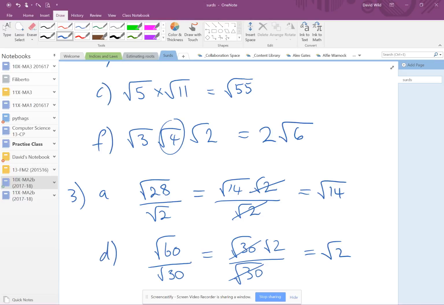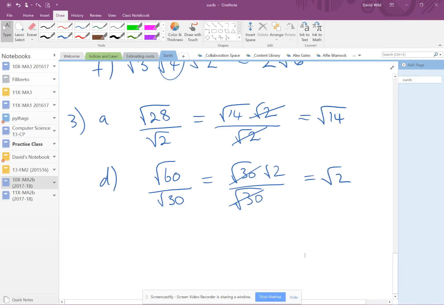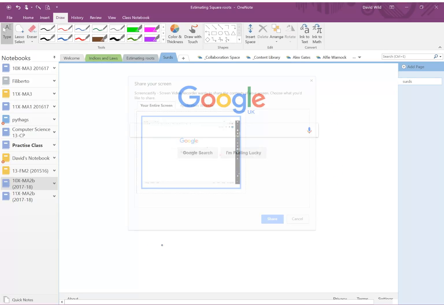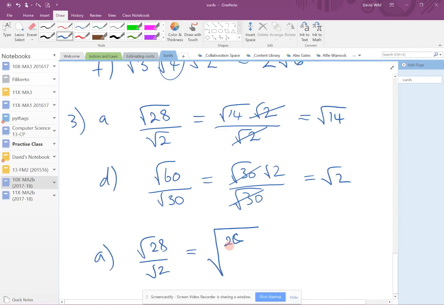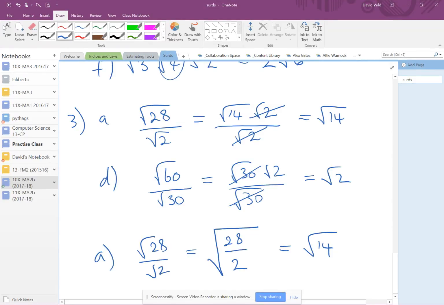Can't you just ignore the square roots and just do the numbers? No, not at all. No. There is another way you can do it. Yes, you're right. Let's just show that. Let's go back to A again. Root 28 over root 2. You can put that under a single root. Indeed, yes, you can do that. That's perfectly acceptable. And then 28 over 2 is 14. So yes, you can. Either way is fine.